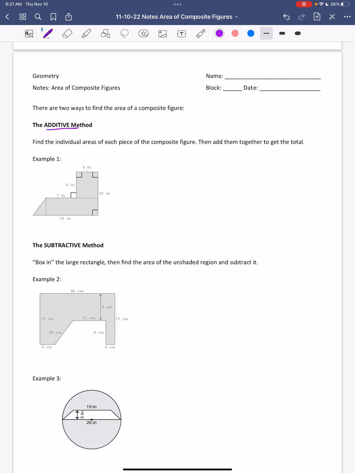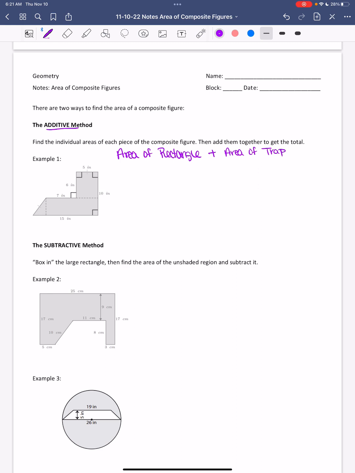So area of a rectangle is going to be, I'm going to just write it out, area of rectangle is what you're going to do. And then you're going to add it to the other shape we have, which is the area of a trapezoid.